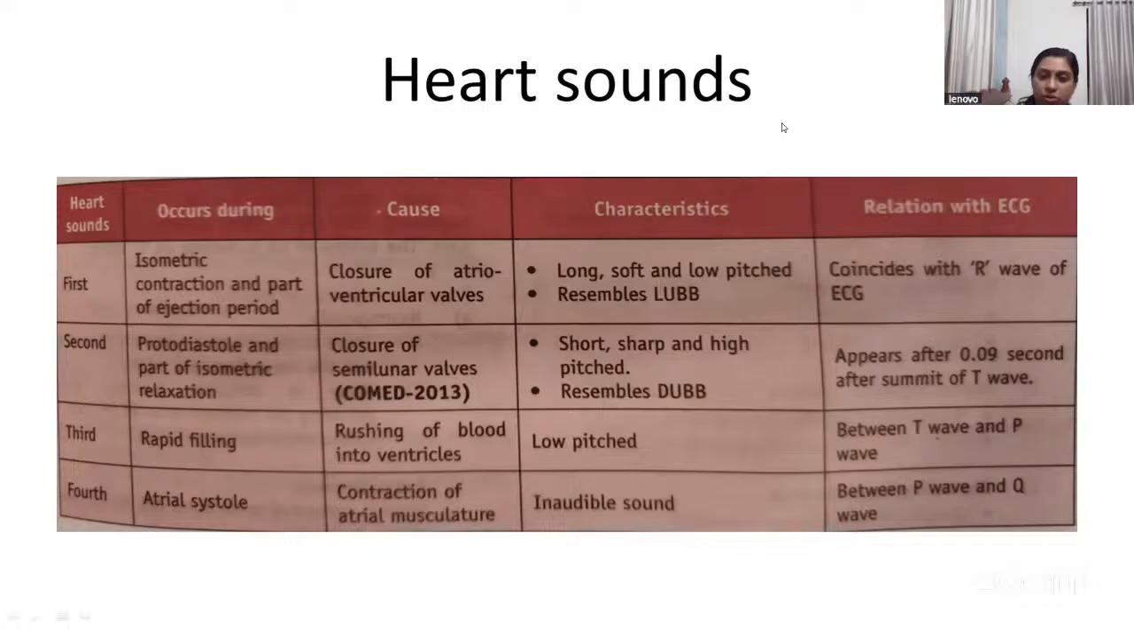This table is very important. Numerous questions are asked from this particular table. You have to learn it very carefully. So, heart sounds. The first heart sound occurs during the isometric contraction and part of the ejection period. What's the cause of the first heart sound? It is a sound which can be appreciated by means of a stethoscope. The closure of the AV valves causes the first heart sound. What are the characteristic features of the first heart sound? It is long, soft, and low pitched, and it resembles the lub sound. What's the relationship with the ECG? It coincides with the R wave of the ECG.